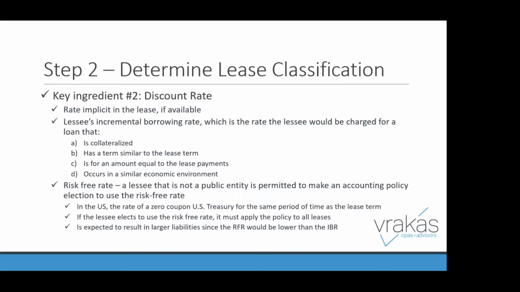As a private company, you can also elect option number 3, which is to use a risk-free rate. So essentially you would make an accounting policy election and say that you're going to use a risk-free rate as opposed to your incremental borrowing rate. So in the US, that would be the rate of a 0 coupon treasury bill for a similar period of time as the lease term.